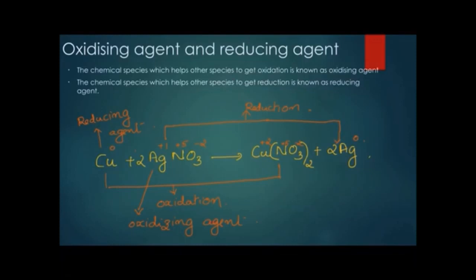So here, who undergoes oxidation? Copper undergoes oxidation with the help of silver nitrate. So silver nitrate acts as the oxidizing agent. Similarly, silver nitrate undergoes reduction with the help of copper. So copper here acts as the reducing agent.